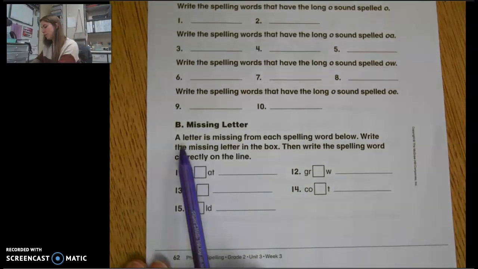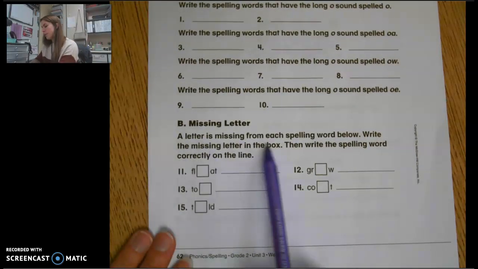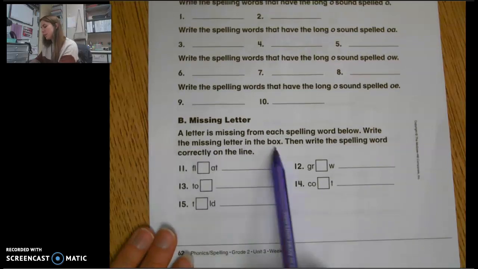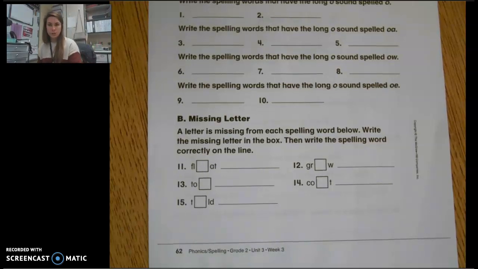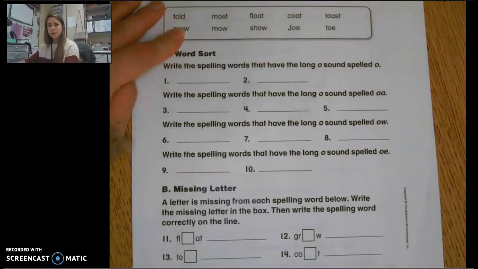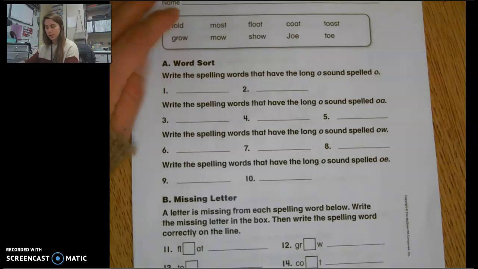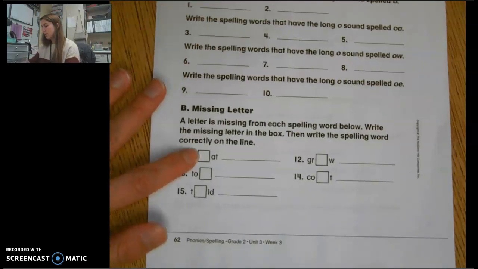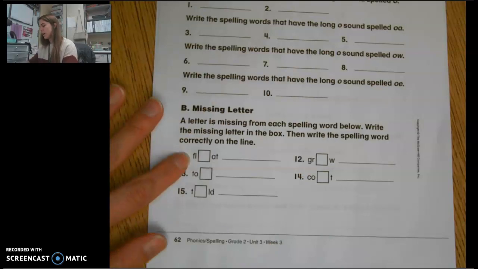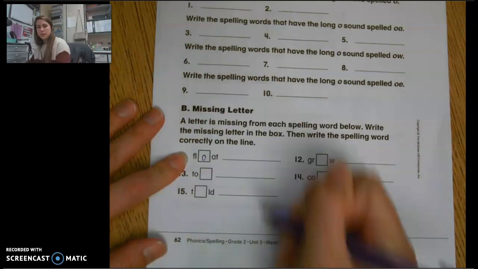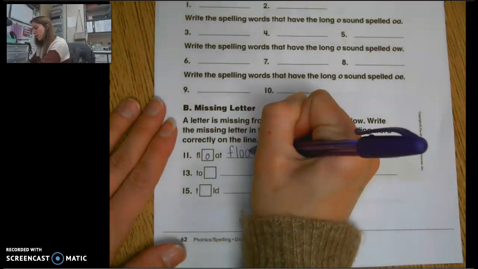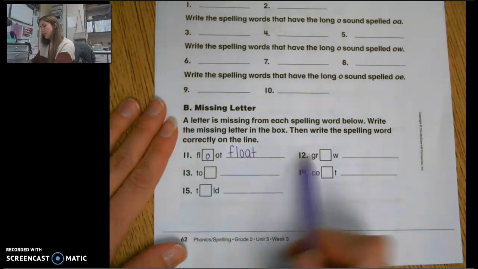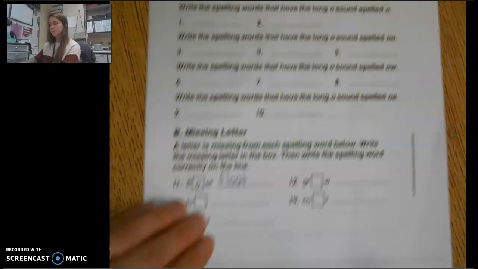In part B, you're going to write the missing letter. So there's a letter missing from each spelling word below. Write the missing letter in the box, then write the spelling word correctly on the line. So again, you must do both of those things to get full points for this activity. So you can always look up top to see how the spelling words are spelled. Okay, you're going to fill in the letter that's missing. So if I'm looking at float, I can see that the O is missing, so I'm going to write the O in the box, and then I'm going to spell the word out on the line. I'm going to do that for each word that I see down here.